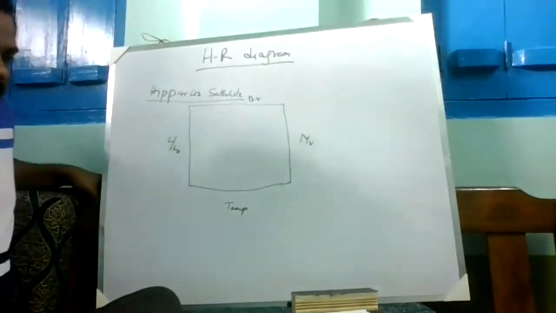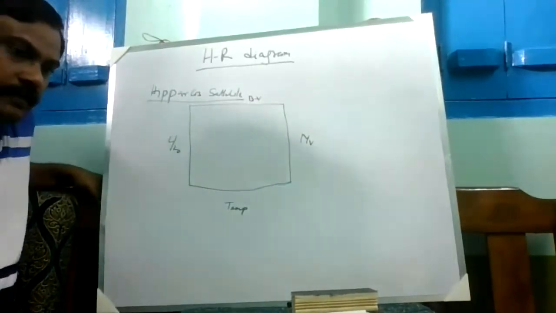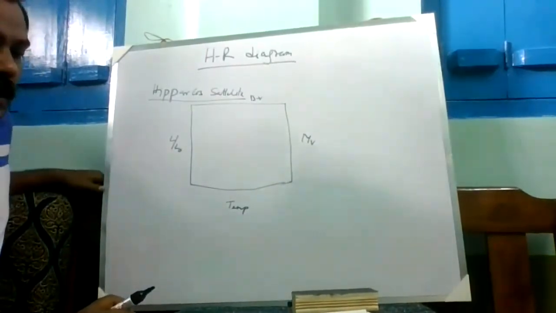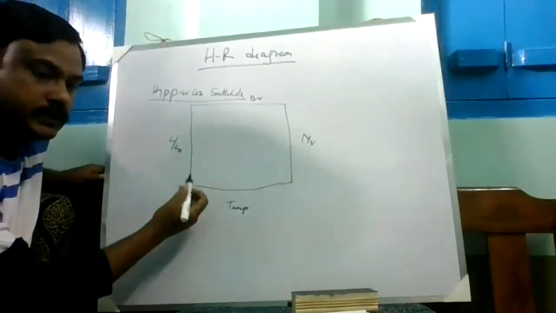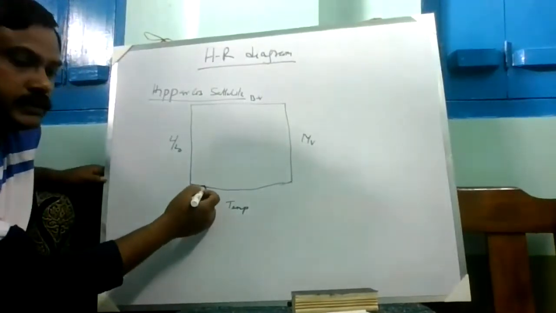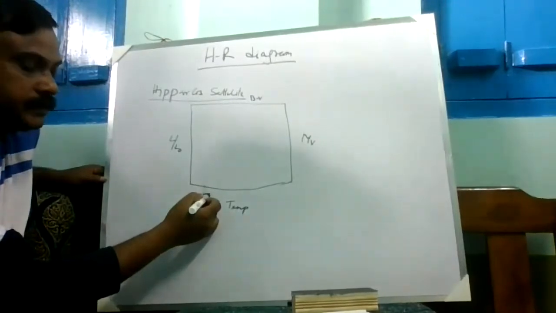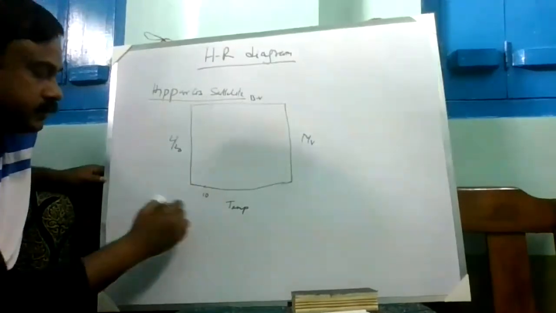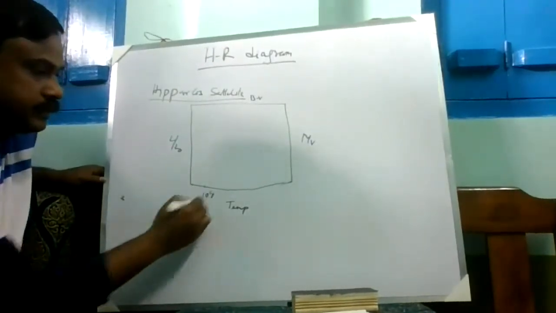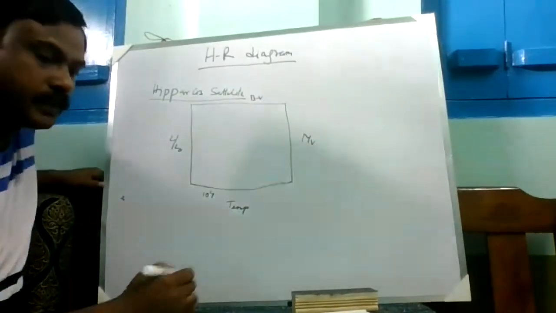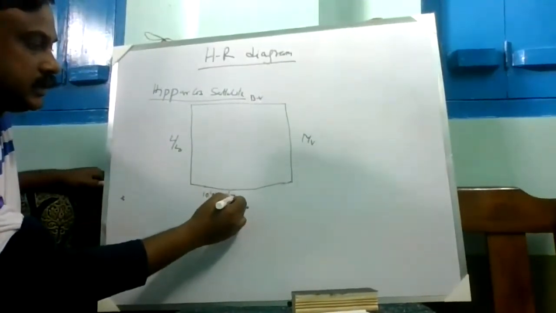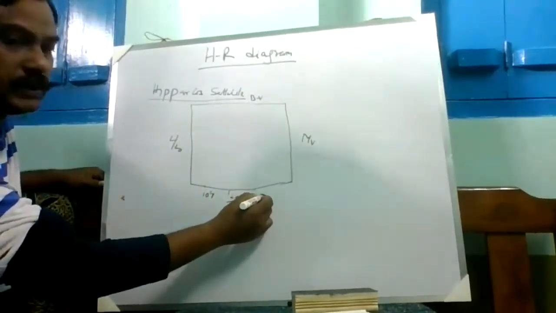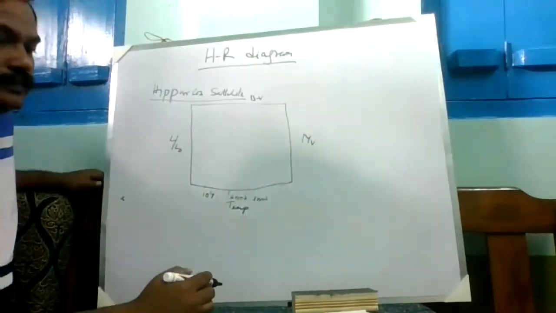Absolute visual magnitude. L by L0, say this is 10 to the power 4, 10 to the power 4 Kelvin. Say 6 into 10 to the power 3 Kelvin. Say 3 into 10 to the power 3 Kelvin, and so on.